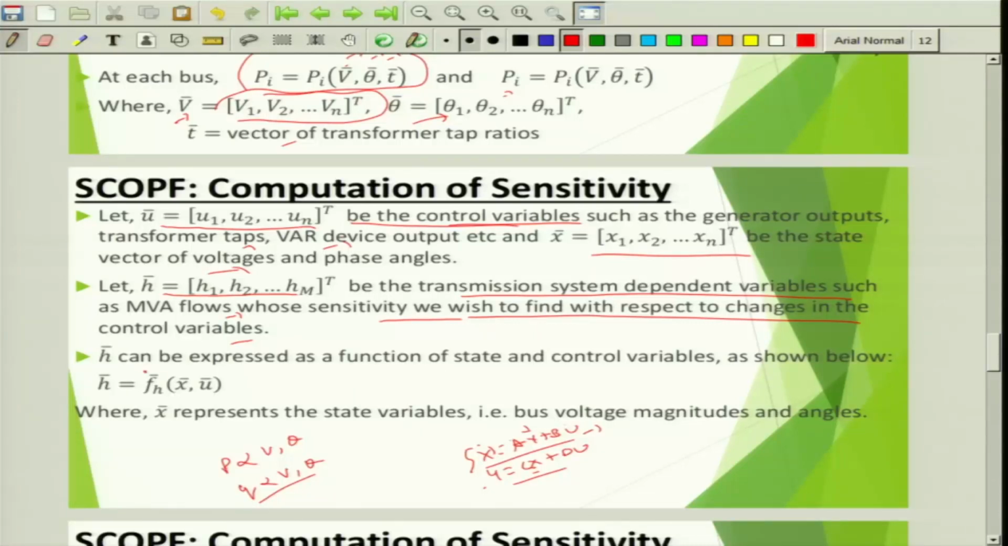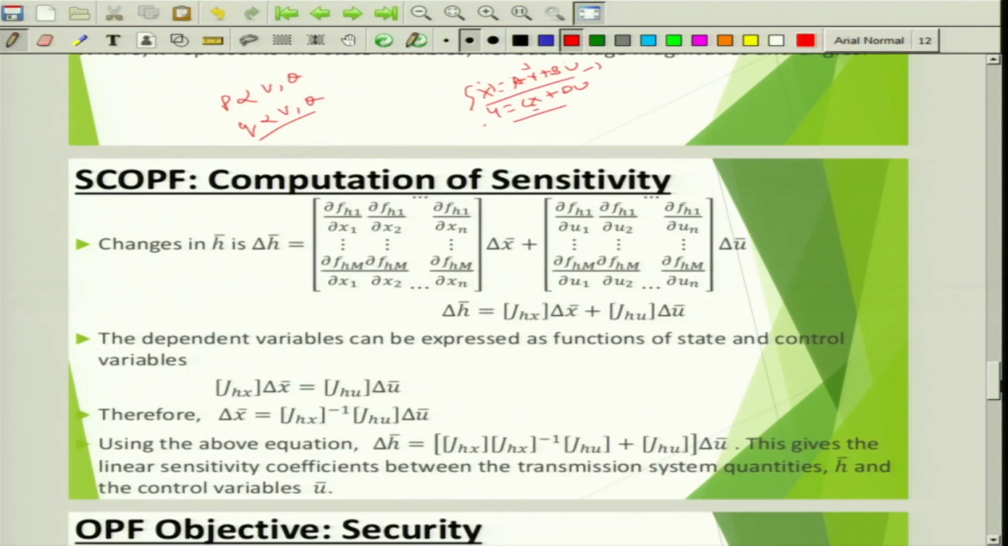So we can see here h bar can be expressed as a function of state and control variables as shown below. So this dependent variable depends upon the state variable as well as the control variable, right. Now, in terms of matrix representation, there is a perturbation in h, that is h is perturbed to delta h. Now you obtain the partial differential equation. This is the sensitivity part that we are bringing in here, the sensitivity coefficients.